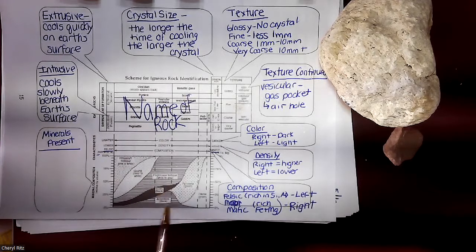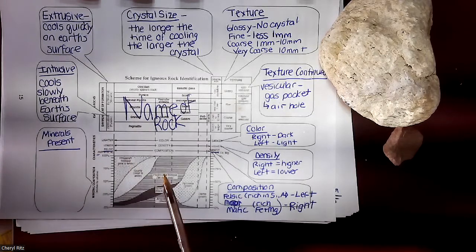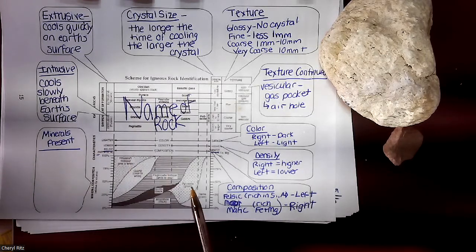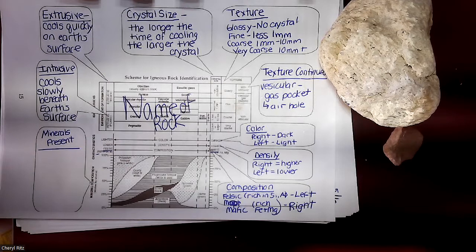What do these words say? Potassium feldspar, quartz, plagioclase feldspar, pyroxene, olivine, amphibole, biotite. Do any of those words sound familiar? Why do those words sound familiar? They're minerals. They're on the back page of our reference table.